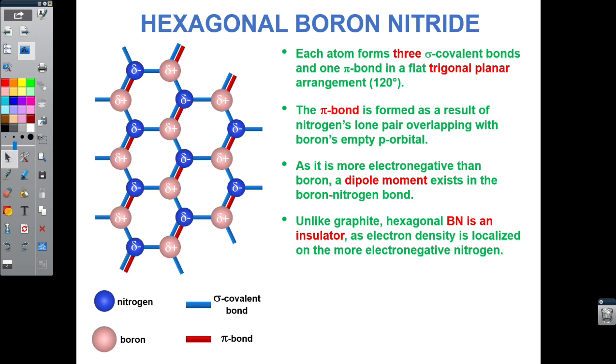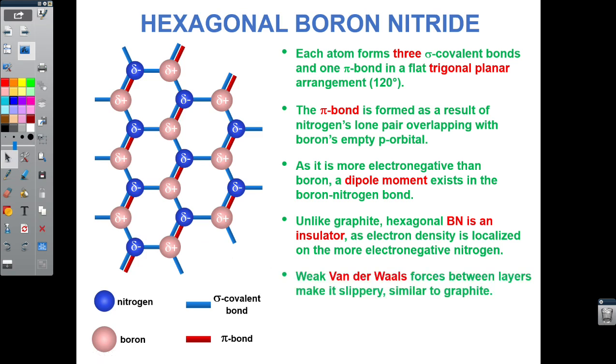Why is boron nitride different in its electrical conductivity to graphite? And this is the reason. It's an insulator because nitrogen is more electronegative than boron, and so we can't get the electrons delocalizing in the same way as we can in graphite.